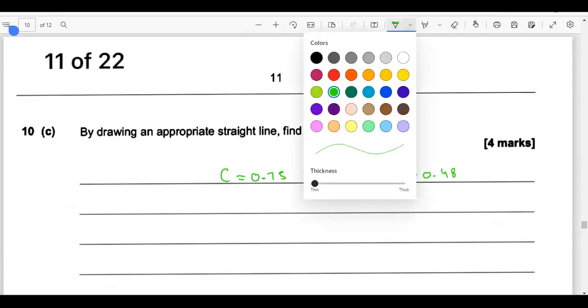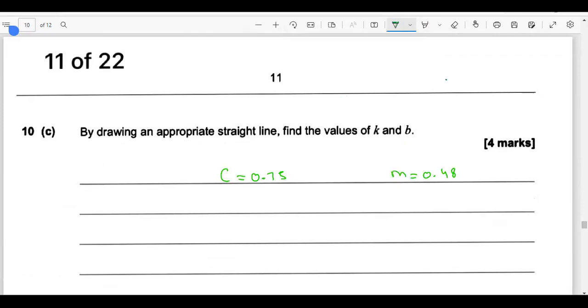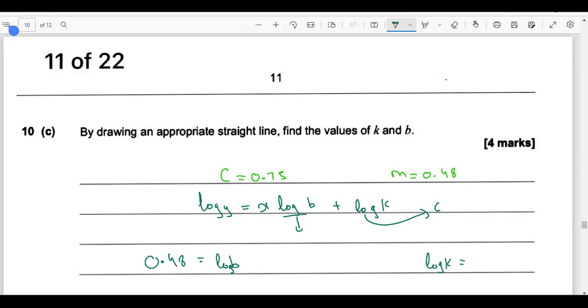0.48. Now if I write down this in that form, log y equals x log of b plus log of k. This is c and this is m. So 0.48 equals log b and log k equals 0.75.